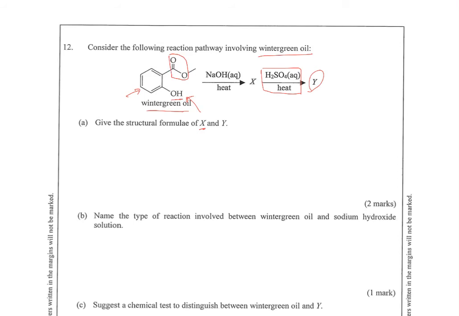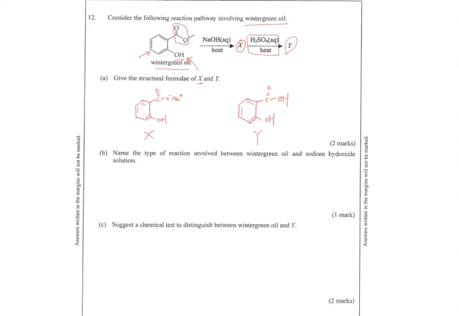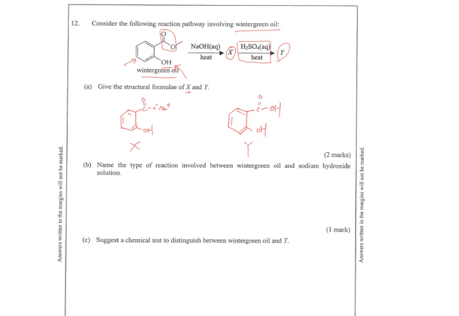So X means that the wintergreen oil undergoes alkali hydrolysis. If the ester undergoes alkali hydrolysis, it will form the sodium salt. So this is a sodium salt, and the other functional groups do not change. This one is X. And for Y, this X undergoes reaction when we add acid, right? After you add acid, this sodium salt will form back the acid. This sodium salt becomes an acid again, okay? So this one is Y. So X and Y are not tricky. You just need to understand the chemical reactions of the ester, then you know what happened.